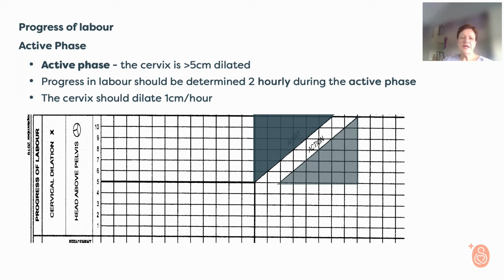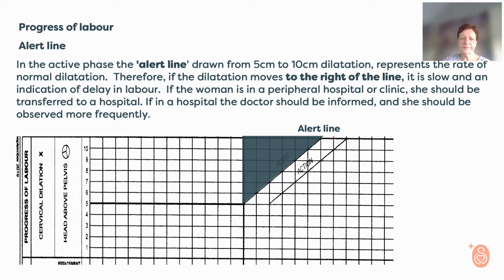And then when we look at the active phase of labor, as we've said, the active phase of labor is from 5 centimeters dilated and further. And here we should plot the progress of labor, preferably every 2 hours. So we should do our vaginal examination and determine the progress of labor every 2 hours. And as we've said, the cervix is supposed to dilate at 1 centimeter per hour.